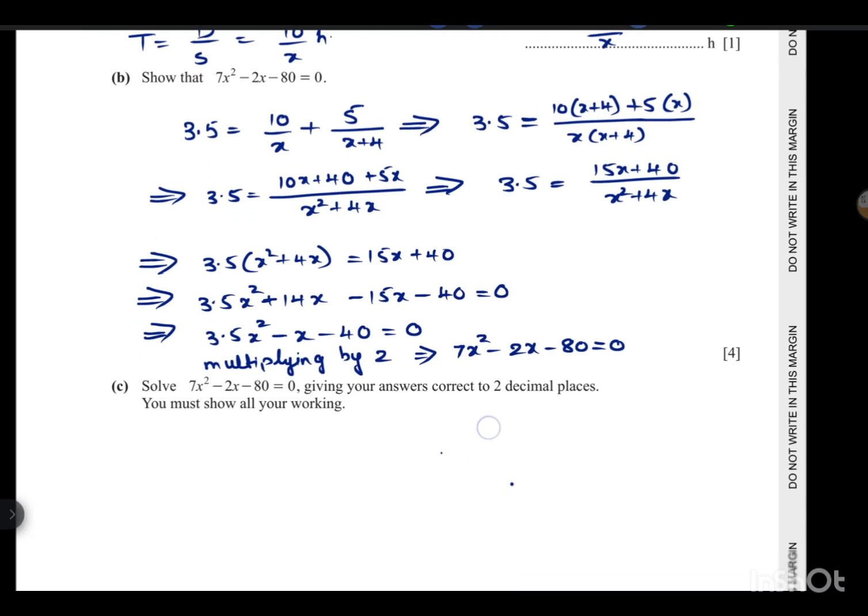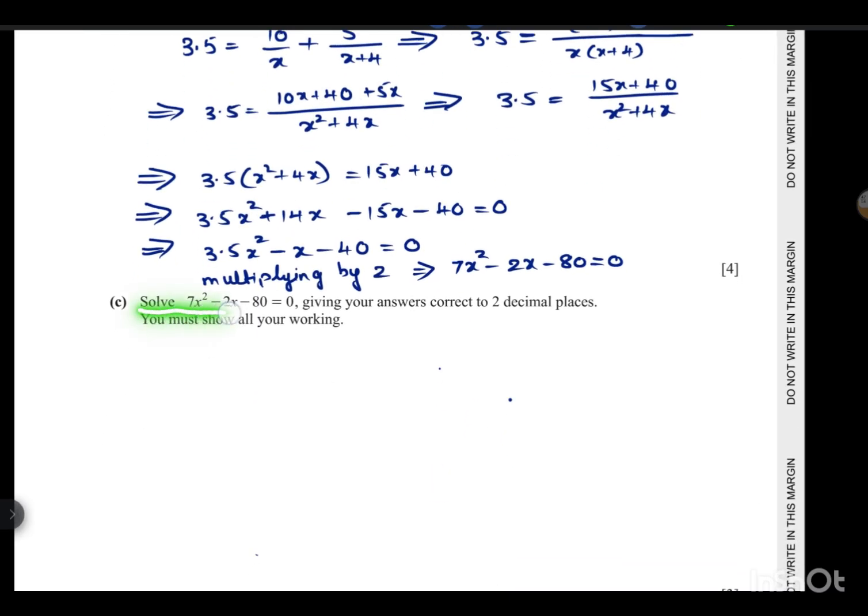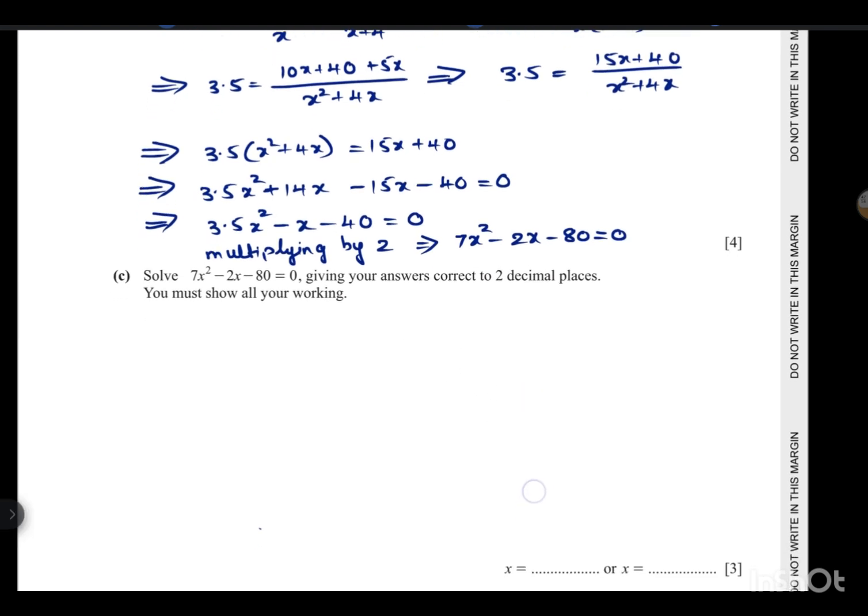Question number C. Solve this given equation, again the same equation, 7x square minus 2x minus 80 equal to 0. Giving your answers corrected to two decimal places, you must show all your working. So now solving the quadratic equation, we can use the formula here. Given equation is 7x square minus 2x minus 80 is equal to 0. Here a is 7, b is minus 2, c is minus 80. Taking the formula minus b plus or minus square root of b square minus 4ac by 2a.